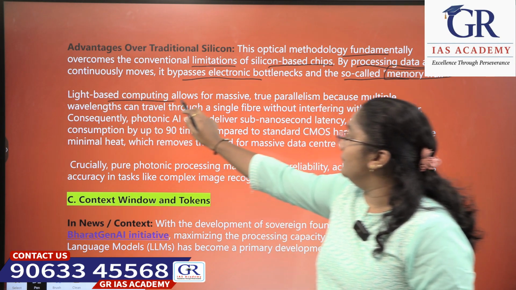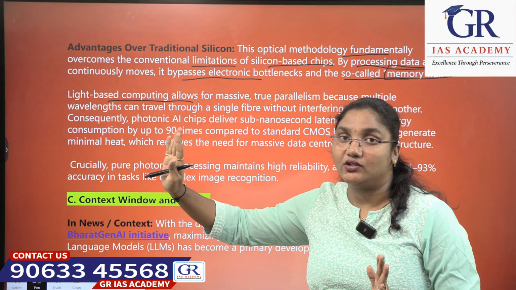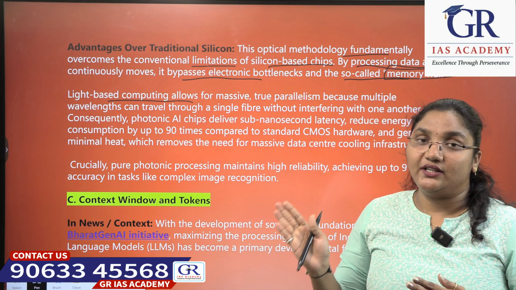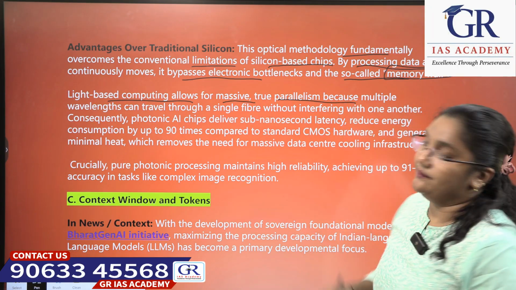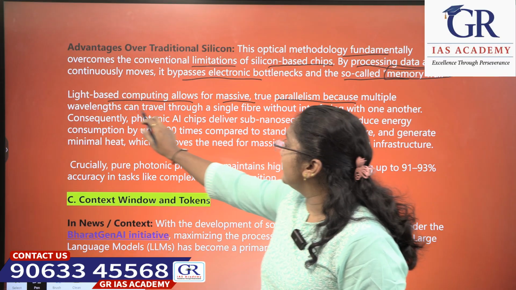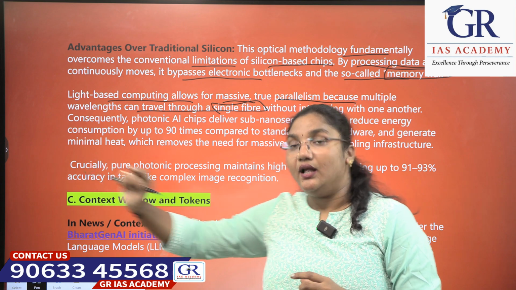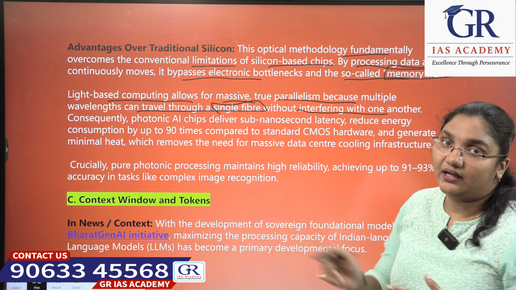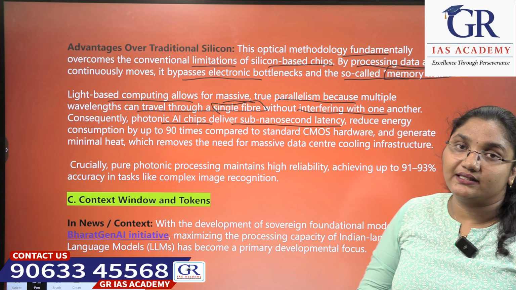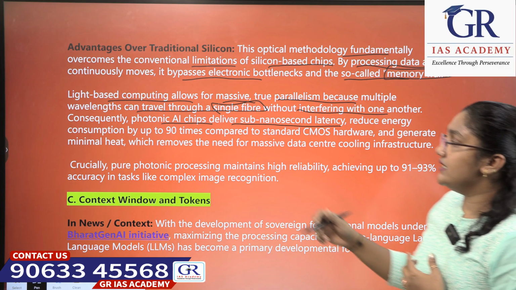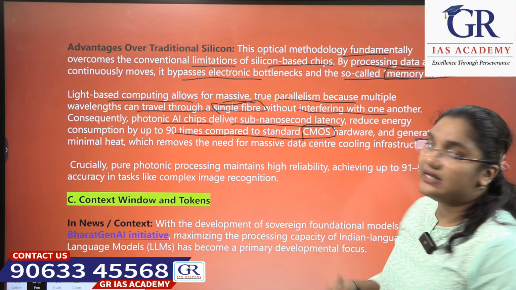Next, this light-based computing is not using electricity. Light here means photons. Electrons are not used, only photons are used during this process by using optical fibers or photonic AI technology, which allows for massive true parallelism, because multiple wavelengths can travel through a single fiber, not a single wavelength, without interfering with one another. Consequently, photonic AI chips deliver sub-nanosecond latency, which reduces energy consumption by 90 times compared to standard CMOS hardware.